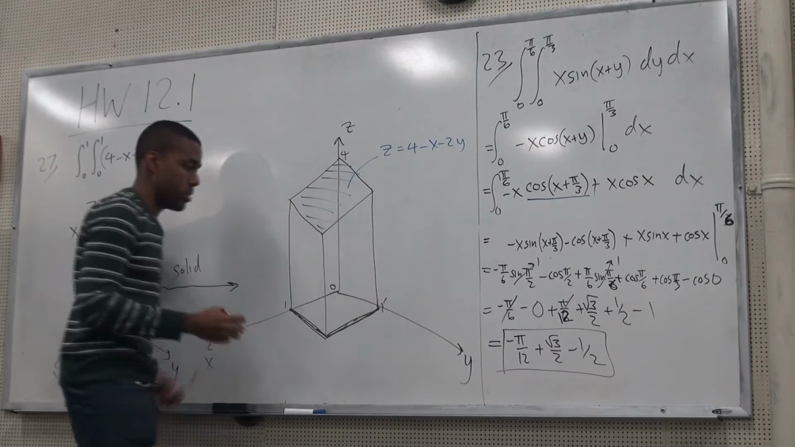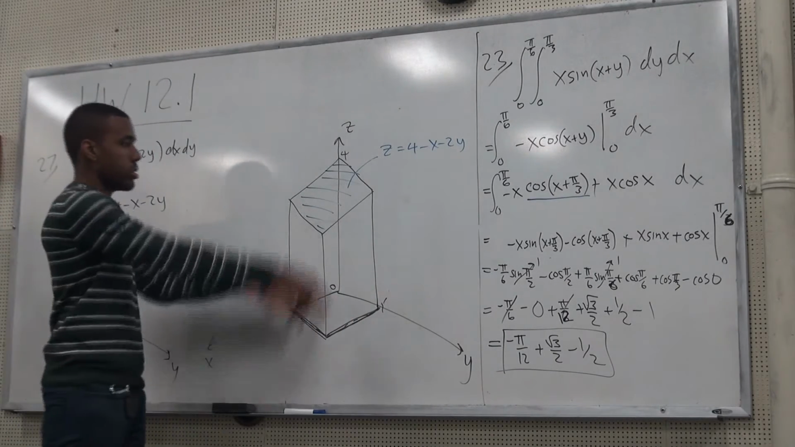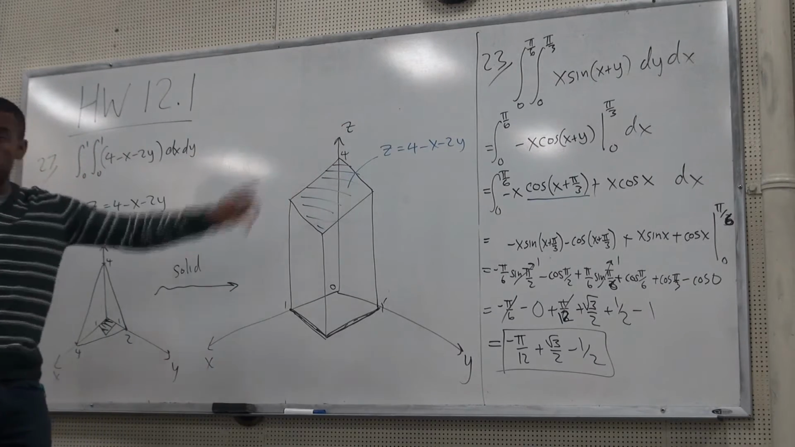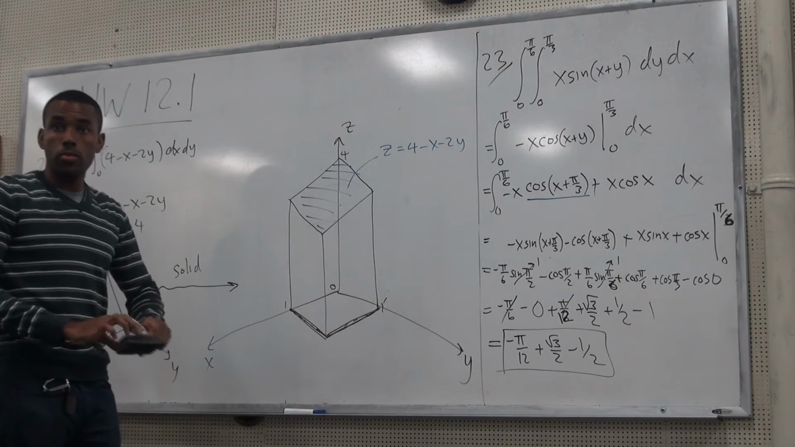Above the xy plane, above the rectangle 0 to 1, 0 to 1, that's projected up, and the roof is given by the plane z equals blah. Right?